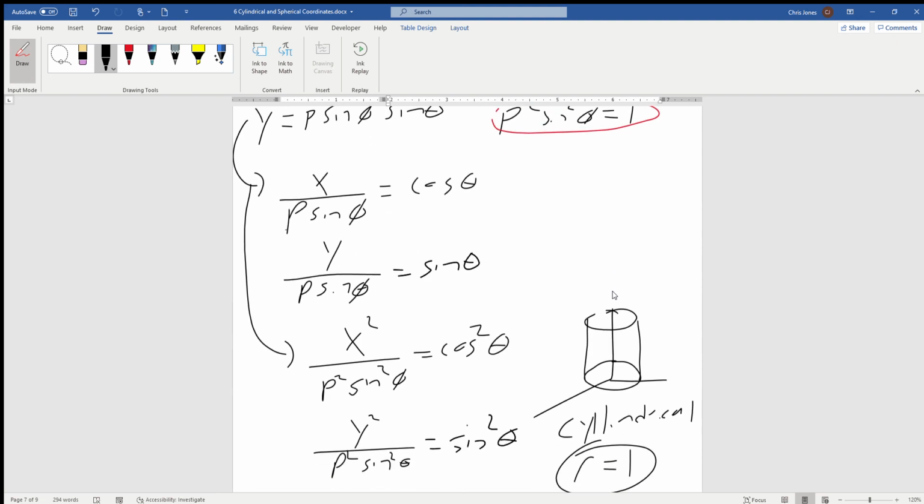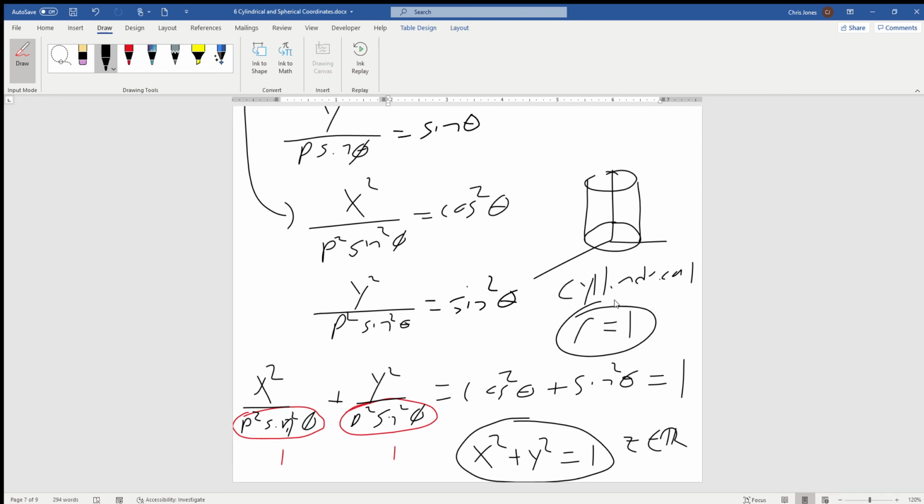So hopefully this is a good introduction for you all to be able to work with the two new coordinate systems, cylindrical and spherical.